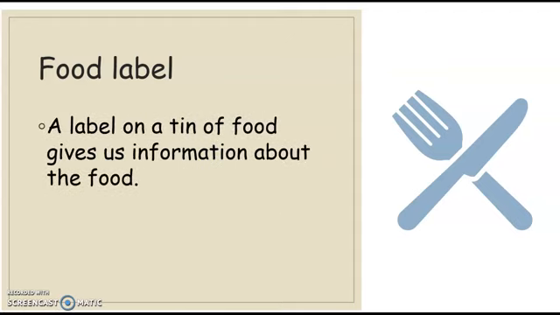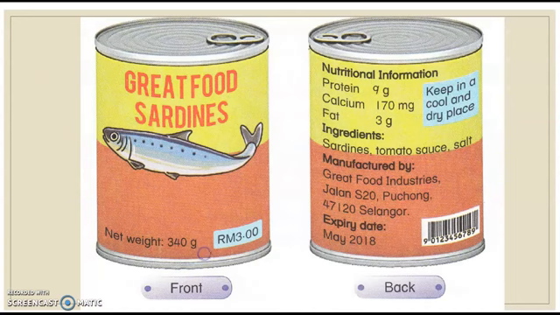So, what is a food label? A label on a tin of food gives us information about the food. So, in Mandarin, we call it as 食物标签. Alright, now let's look at your textbook. This is the tin food given to you in your textbook, page 78.